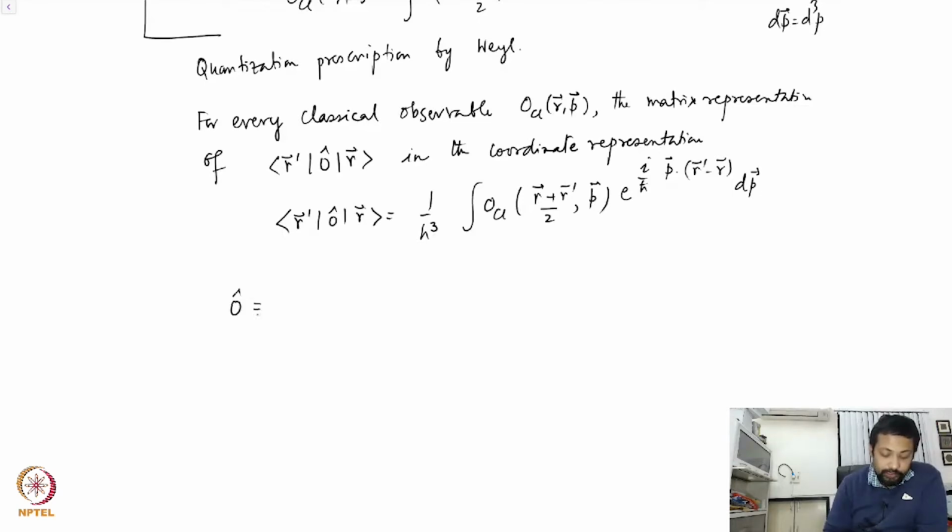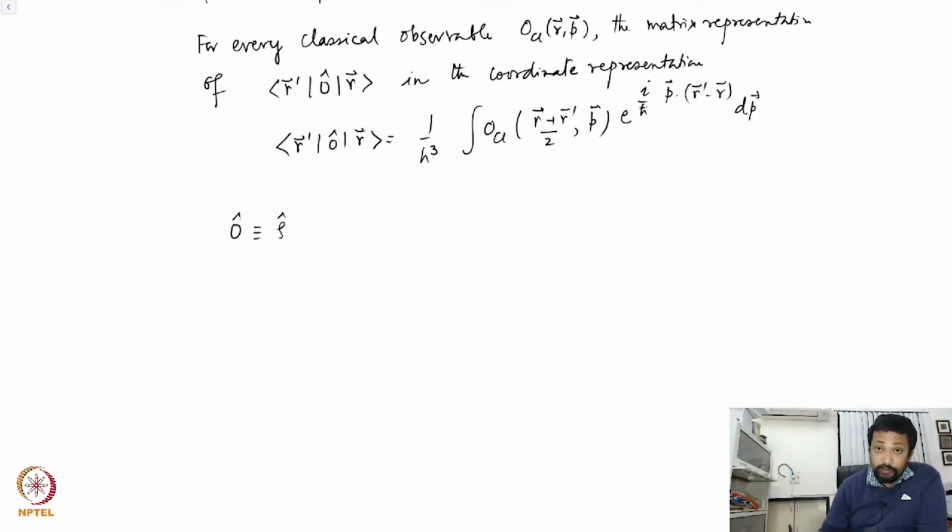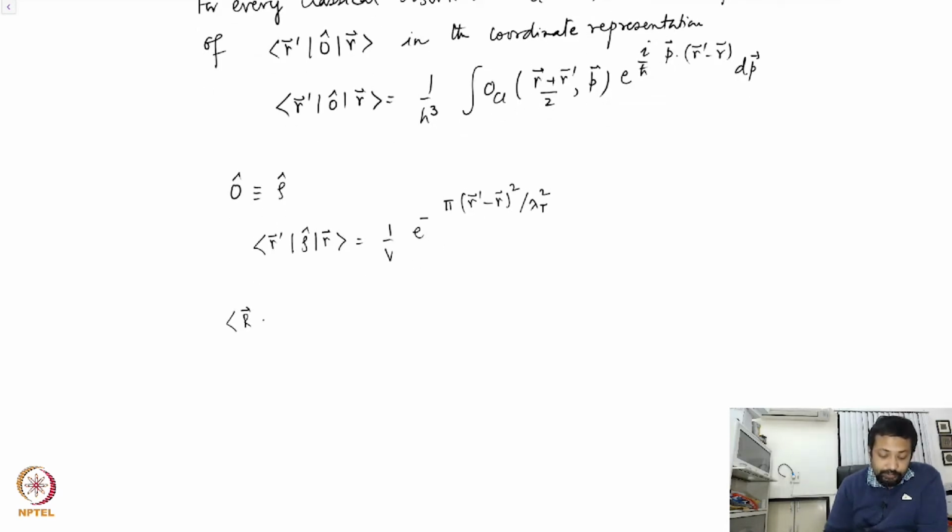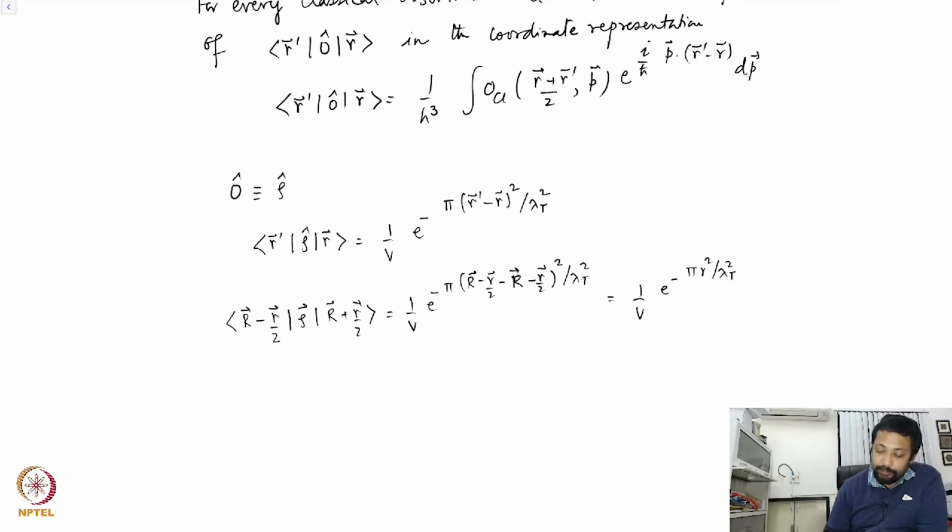So let's take O hat as identical to the density matrix in the canonical ensemble, and there we have <R'|rho hat|R> was 1 by V e to the power minus pi (R' - R) whole square divided by lambda_T square. So following the Wigner transformation, we write this as <R - r/2|rho hat|R + r/2>, and this becomes 1 by V e to the power minus pi r square over lambda_T square.